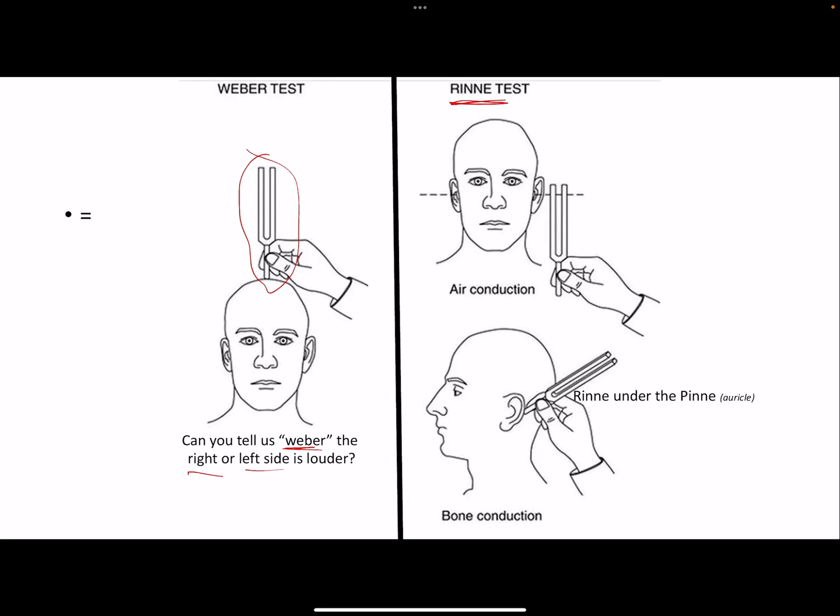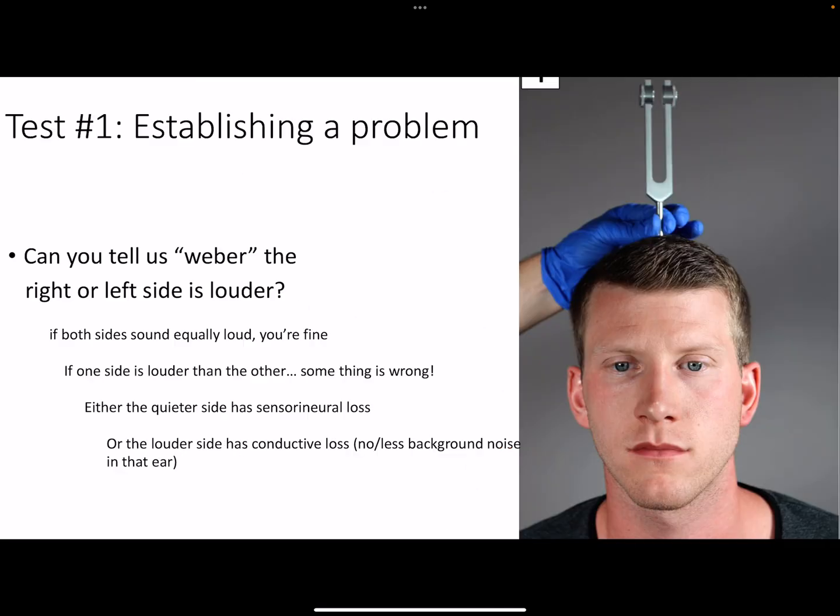And then we have the Rinne test. Remember, the auricle of the ear, the outer ear, is called the pinna. I think of the pinny, and so it's the Rinne under the pinny. That's how I remember. First, we ring it. Notice that this is outside the ear, so this is going to be testing air conduction, and then we're literally going to press it to, I guess, the mastoid process or somewhere in the temporal bone, and the sound's going to move through the bone to get to the inner ear, and so this is bone conduction.